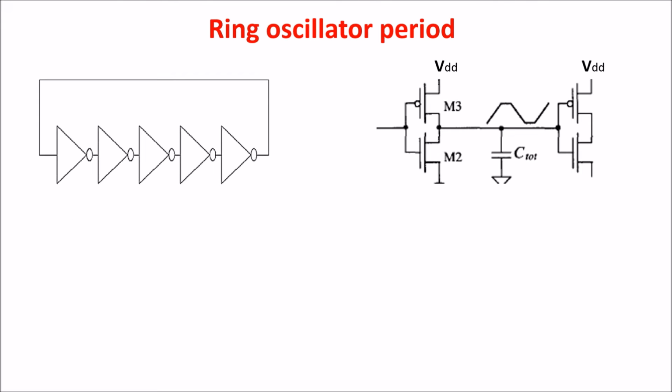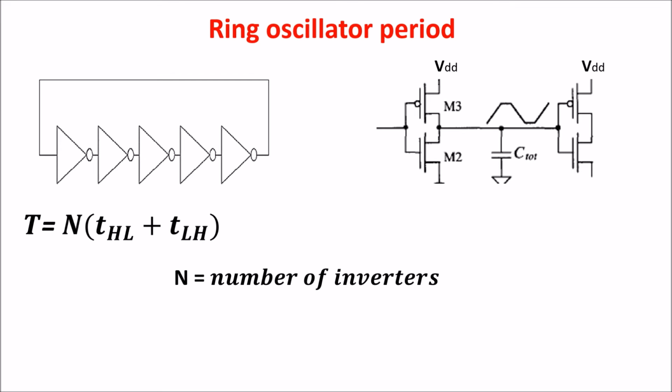So now that we have understood the inverter delay, we can define the oscillation period of the ring oscillator, and this is simply the time the output of an inverter goes from a logic 1 to a logic 0, plus the time it comes back to a logic 1, times the number of inverters. So the period is the time high-low, plus the time low-high, times n. The frequency is the inverse of the period, and as many inverters we have, the lower the frequency is.